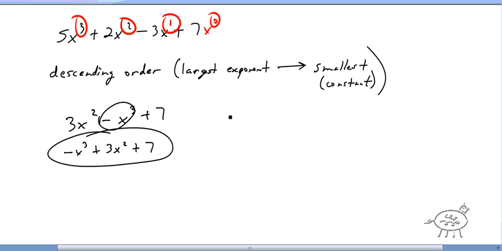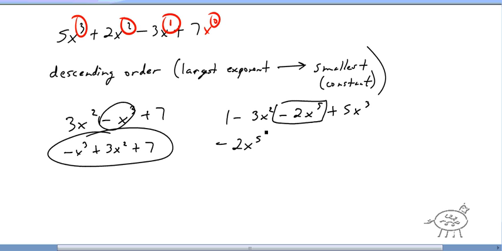Here, so let's do another one. 1 minus 3x squared minus 2x to the 5th plus 5x cubed. Okay, so we're going to put this guy here first, negative 2x to the 5th. The next one is going to be plus 5x cubed.